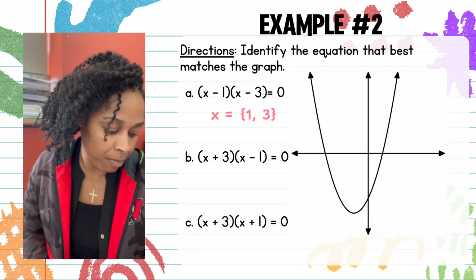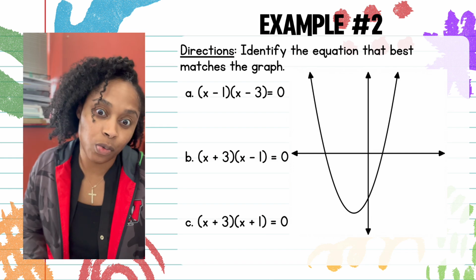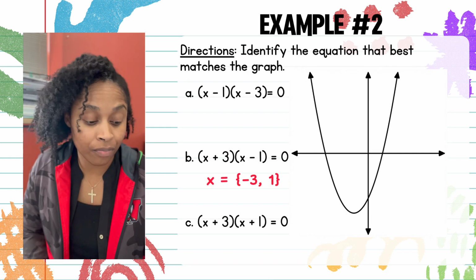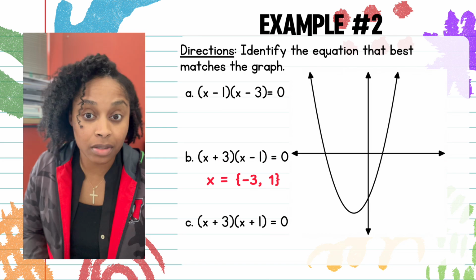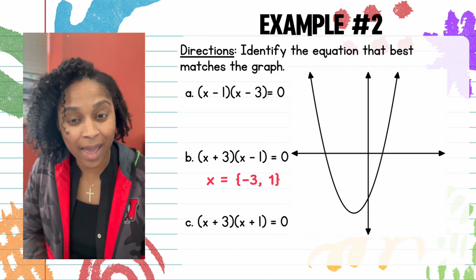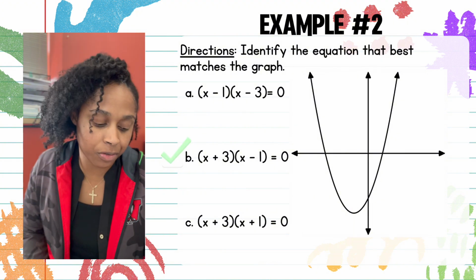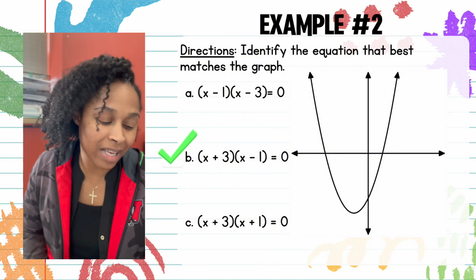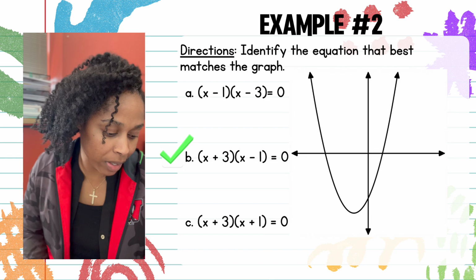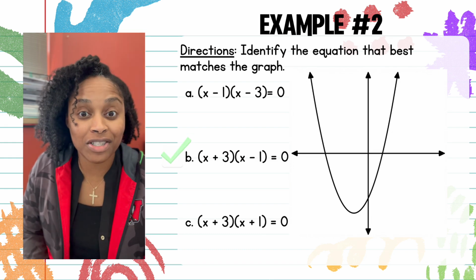Let's move on to part B. When we solve it, we get x equals -3 and x equals 1. This is a possibility because we have 1 positive zero and 1 negative. When we solve our equation in C, we get 2 negative answers, so that's not possible either. Meaning that choice B is our answer. That is the equation that best matches the graph.